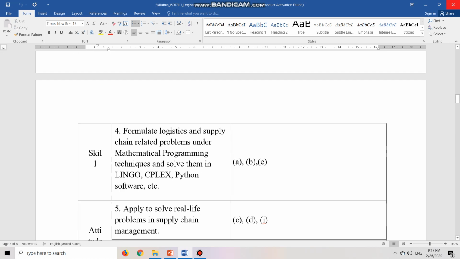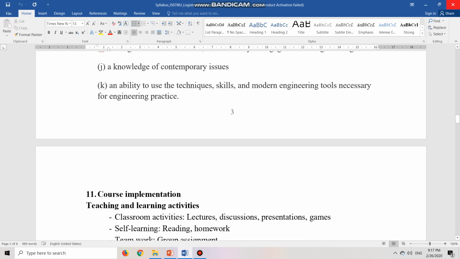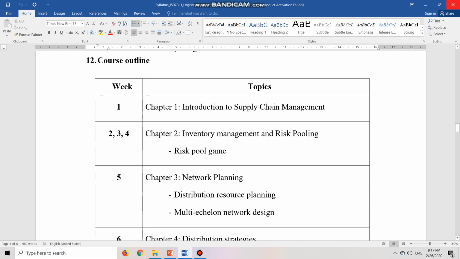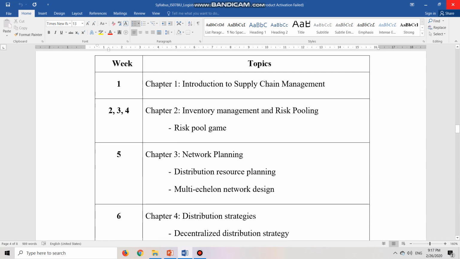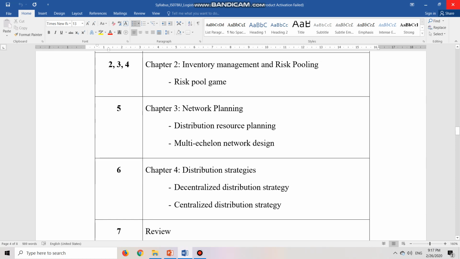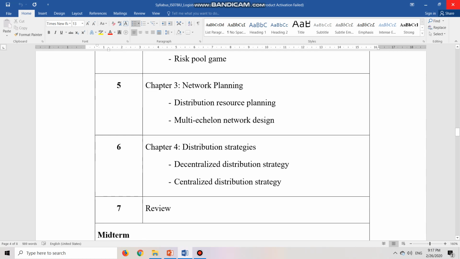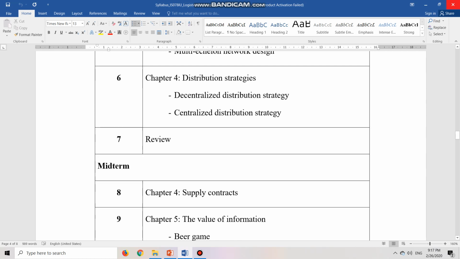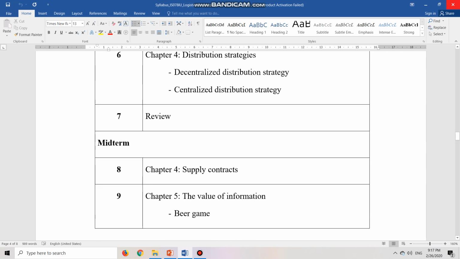Okay, now let's go through the course outline. In week 1, we will learn about Introduction to Supply Chain Management. In the next 3 weeks, we will learn about inventory and risk pooling. In the 5th week, we will learn about network planning. In the next week, we will learn distribution strategies. After that, we will review for the midterm.